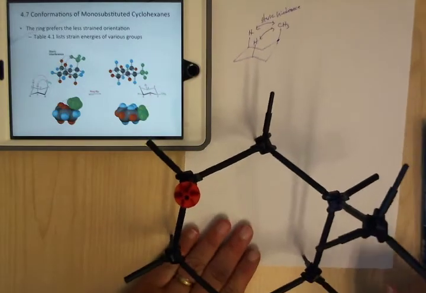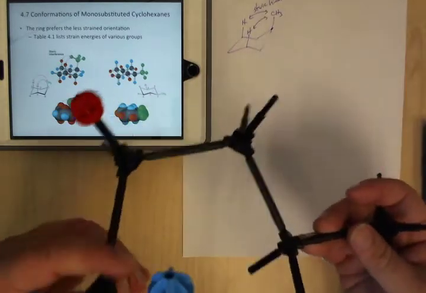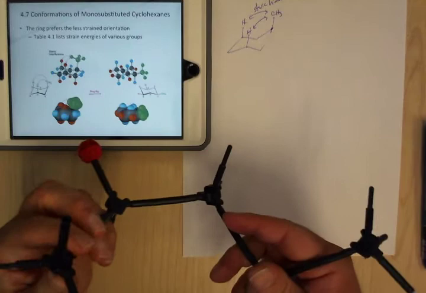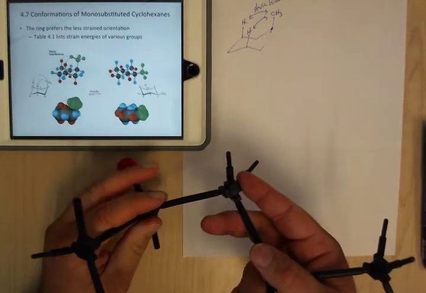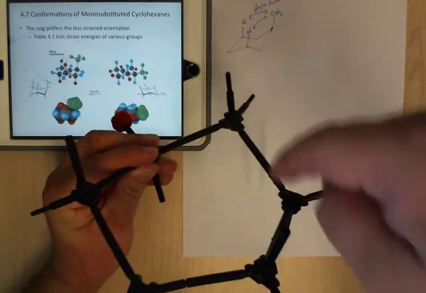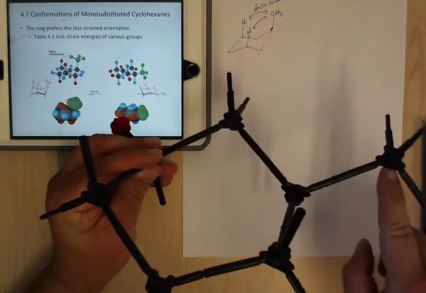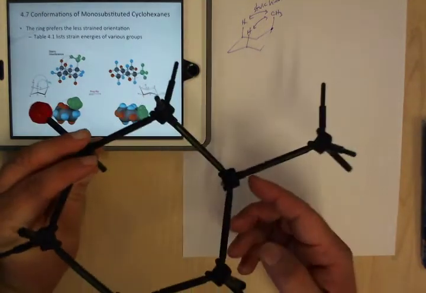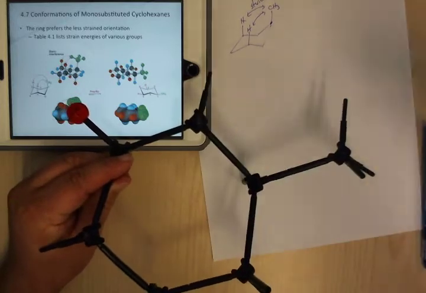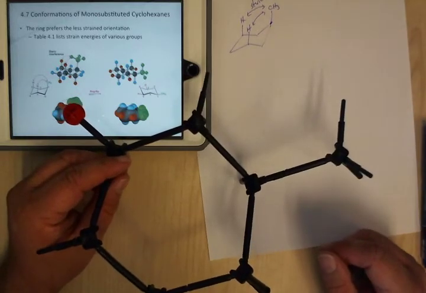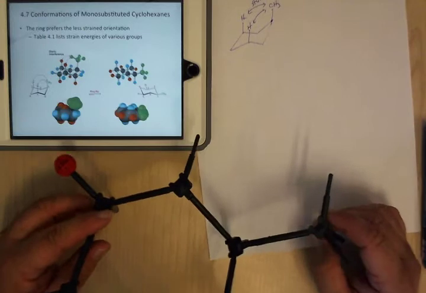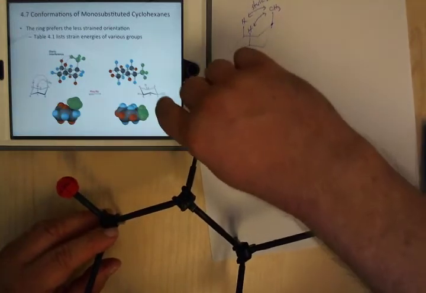So how do we relieve it? We do a chair flip and move that there and move that there. Now it's just hydrogens pointing out here. Now the methyl is equatorial, so there are no interactions. So we can do a chair flip to relieve strain.